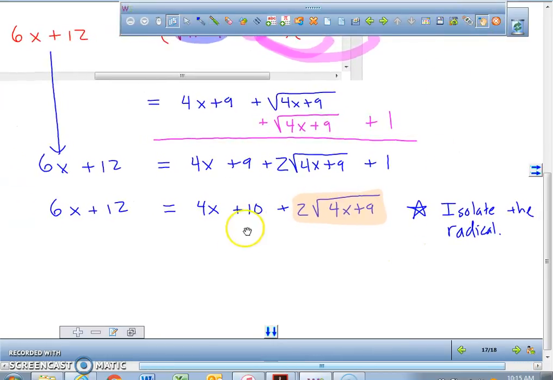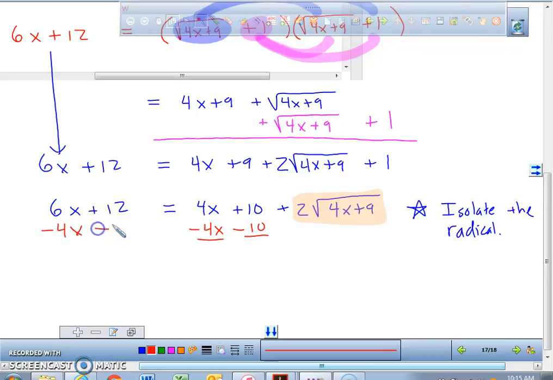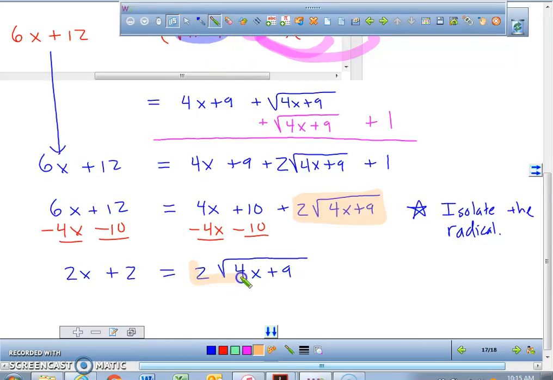You can subtract the 4x. We're going to subtract the 4x, and we're going to subtract the 10 to isolate the radical. So I'm going to subtract 4x and subtract the 10 on both sides, and that gives me the radical all by itself. 6x minus 4x is 2x. 12 minus 10 is 2, equals 2 radical 4x plus 9. Once again, you should notice that now I do have the radical isolated over here on the right-hand side.